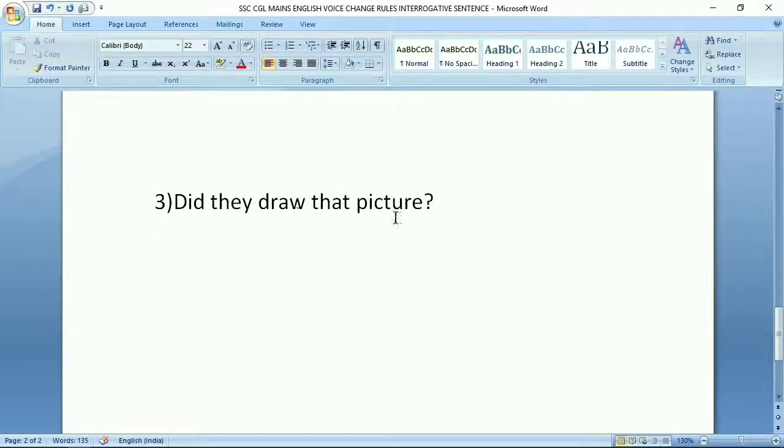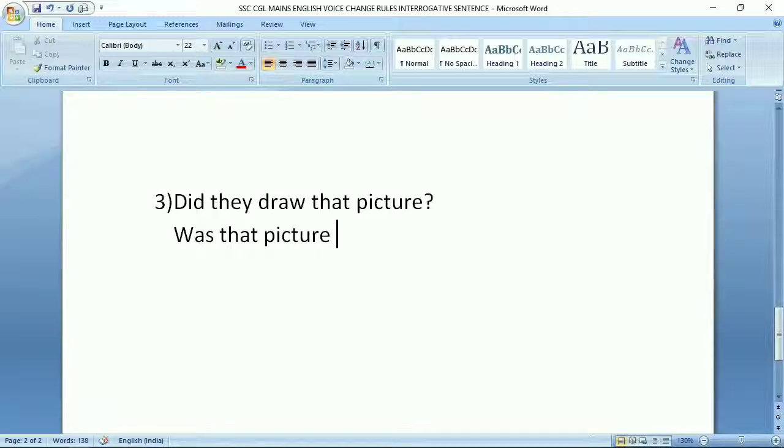Right, now sentence number 3. This is also given in active form, and it is an interrogative sentence that begins with did. When did comes, we should think that this sentence is in simple past tense. When you find a sentence in simple past tense, you begin with was or were. The object here is that picture, which is singular, so we first write was, and after that the object: was that picture.